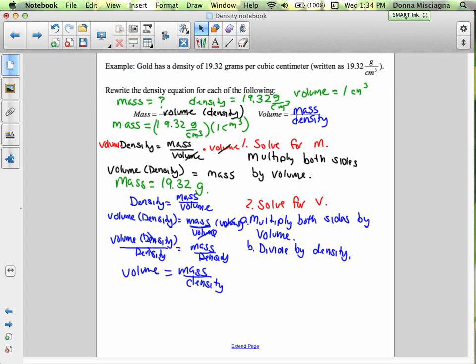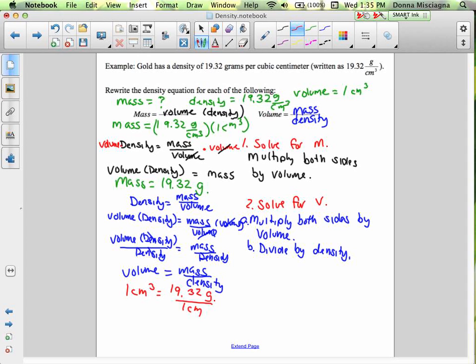And then I'll rewrite it in terms of volume. So volume here was the 1 centimeter cubed. And we didn't know the mass before, but now we do. The mass is 19.32 grams. And our volume was 1 centimeter cubed.